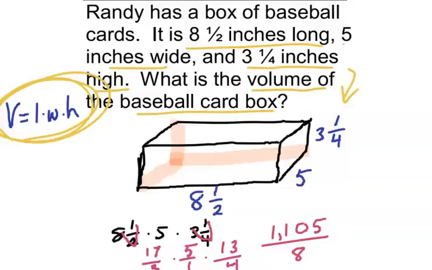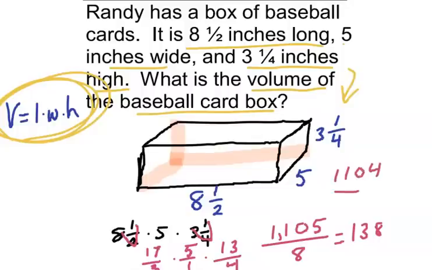So, how many times would 8 go into 1,105? Well, we're going to have to just divide it, and the answer is 138 times. All right, so 138 times 8 is actually 1,104.